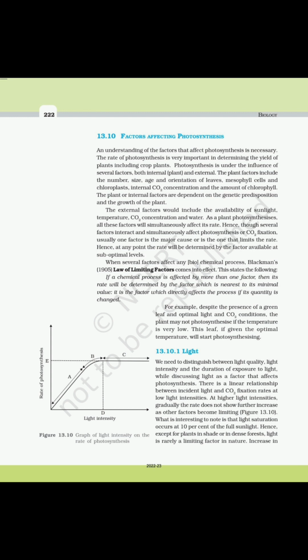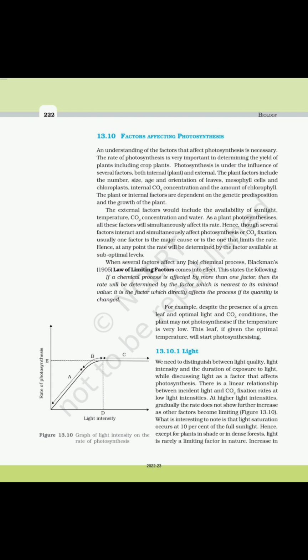13.10.1 Light. We need to distinguish between light quality, light intensity and the duration of exposure to light. While discussing light as a factor that affects photosynthesis, there is a linear relationship between incident light and CO2 fixation rates at low light intensities. At higher light intensities, gradually the rate does not show further increase as other factors become limiting.